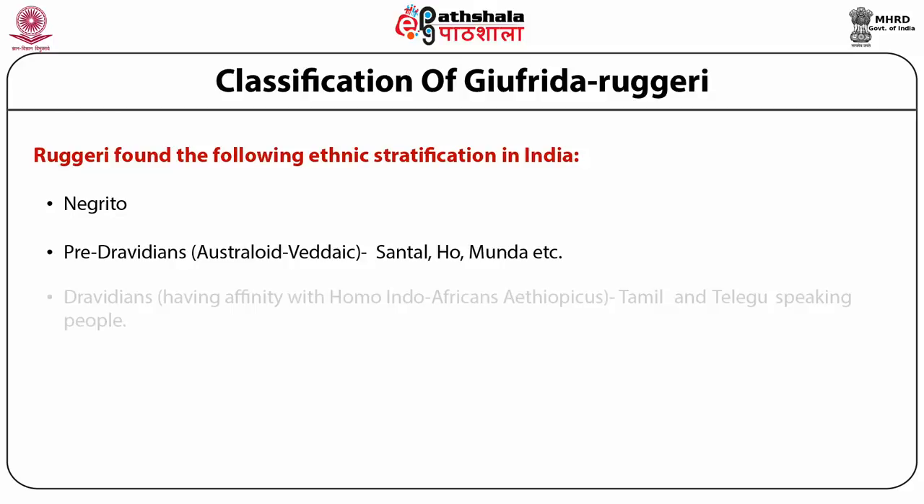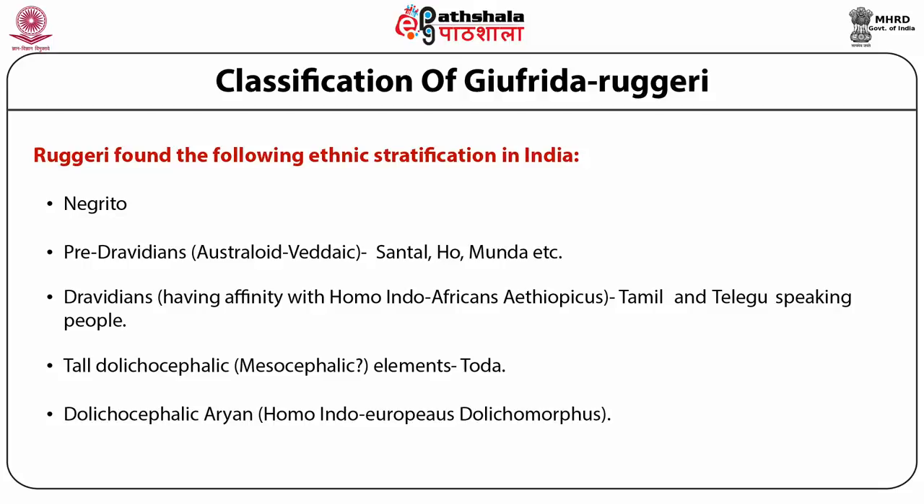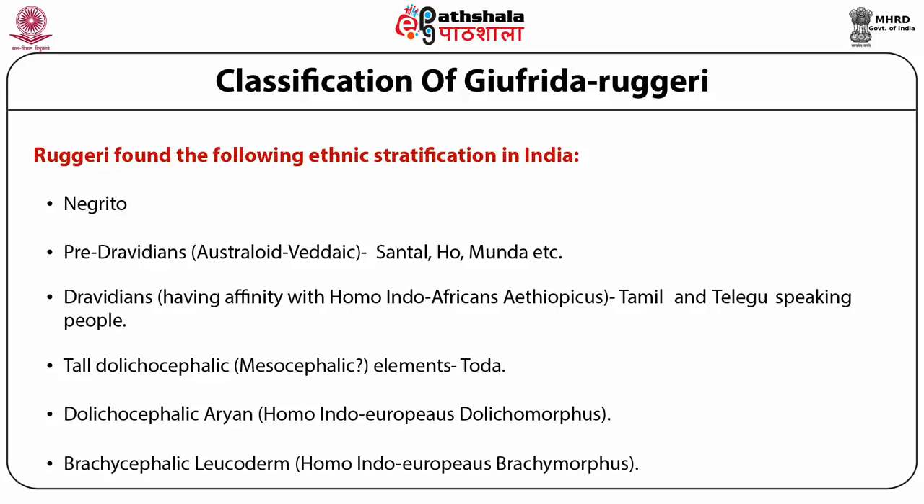Then Dravidians, who have affinity with Homo Indicus, Africans, Ethiopians. They are Tamil and Telugu speaking people. Then tall dolichocephalic, also called mesocephalic. It includes Toda. Next one is the dolichocephalic group, dolichocephalic Aryans. It includes Homo Indo-European dolichomorphus. Next is brachycephalic leucoderm. It is also called Homo Indo-European brachymorphus.